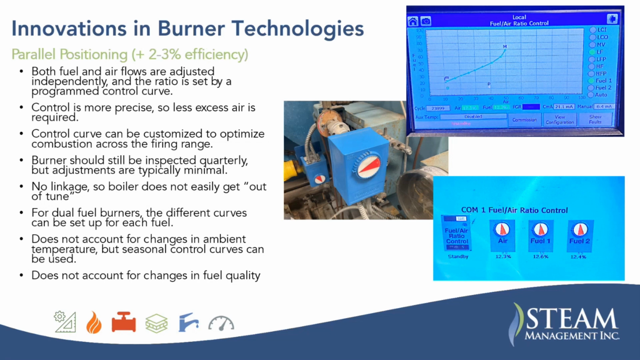It's not measuring anything, so you're not accounting for changes in ambient temperature, although you can have seasonal curves to account for that. So just switching from summer mode to winter mode to account for that change in ambient air qualities, but it does not account for changes in fuel quality either.